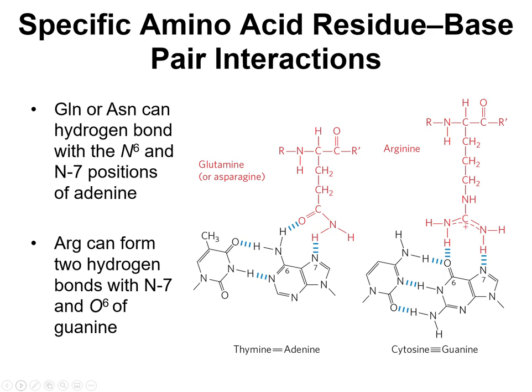So here's some specific examples of amino acid residue base pair interactions. Glutamine and asparagine can hydrogen bond with the N6 and N7 positions of adenine. So that just means looking at nitrogens, and then the hydrogens that are attached to them. The N tells you what the atom is, the 7 tells you the position within the ring. Arginine can form 2 hydrogen bonds with the N7 and O6 of guanine. These are just 2 examples. There are many.